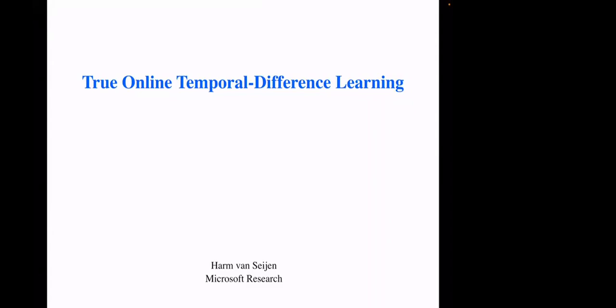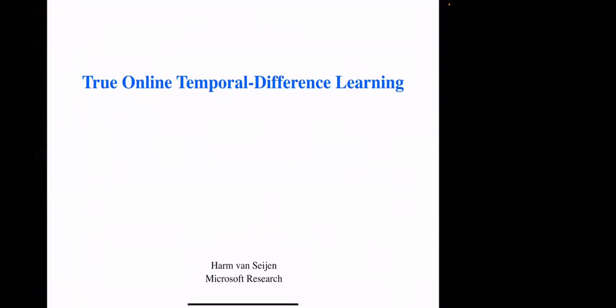Before I go on to the second half, where I'm going to talk more about the relation between eligibility traces and multi-step updates, are there any questions on what I talked about before the break? Like high level, is it clear? Okay, if there's no questions.